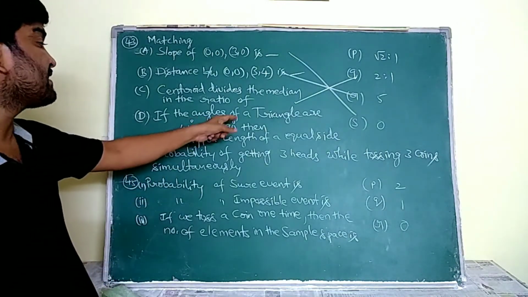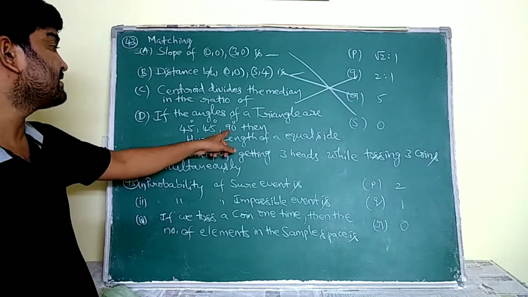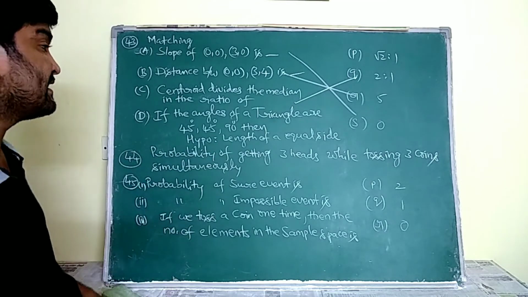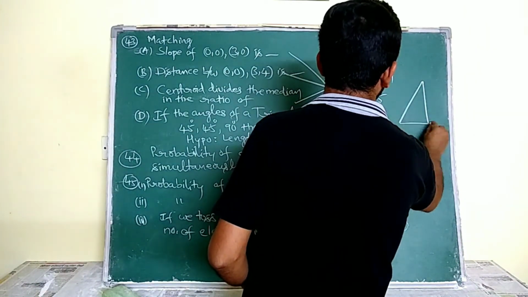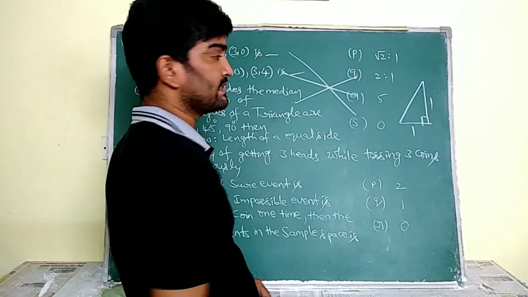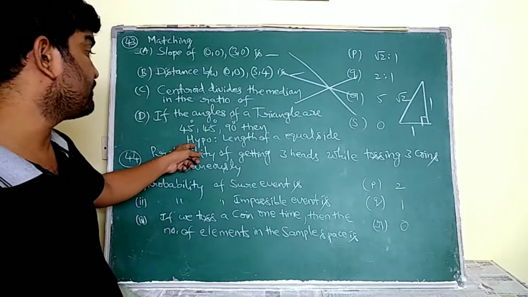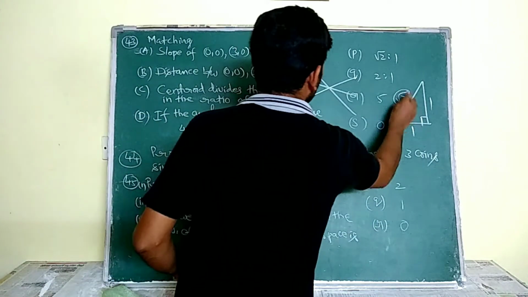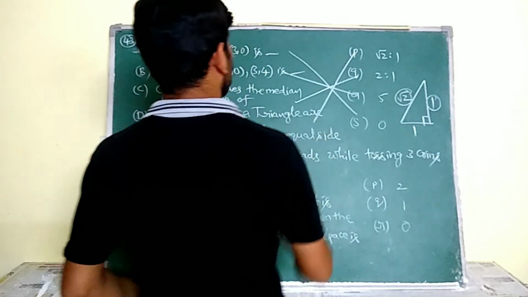The angles of a triangle are 45 degrees, 45 degrees, 90 degrees. Then the ratio of the hypotenuse and the length of the equal side he is asking. See, let us take any right angled isosceles triangle. Let us suppose we take 1 and 1 as the sides. Then the hypotenuse is root 2, we know that. Therefore, the ratio of the hypotenuse and the length of the equal side is root 2:1. So this is nothing but our fourth matching.